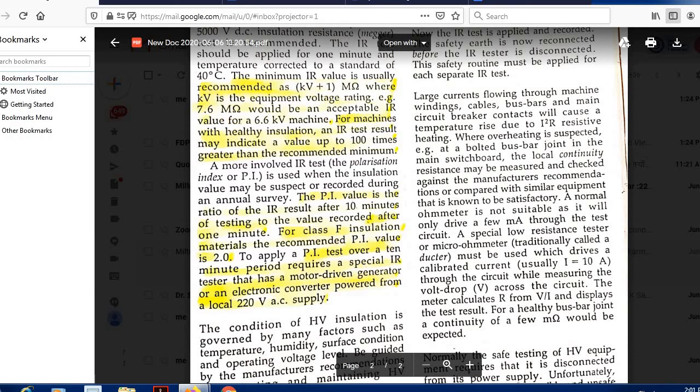Now next lecture we will talk about the circuit breaker, SF6, and vacuum circuit breaker, that we will discuss in the next lecture.